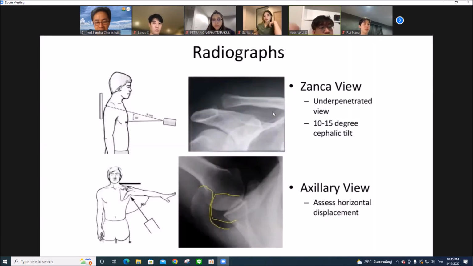On the next slide, we can see the Zanca view is viewing the AC joint at a cephalic tilt degree.